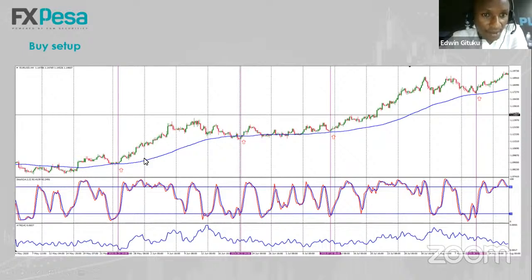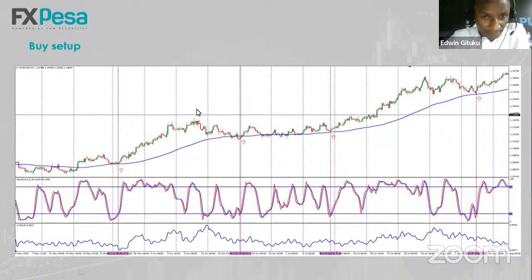And as Mathew was trying to explain, once you add a moving average, in our case we are using a 100 period exponential moving average, for the most part you will notice that the price action will be more concentrated above that moving average. So price will be rising and falling and sort of bouncing off that moving average.